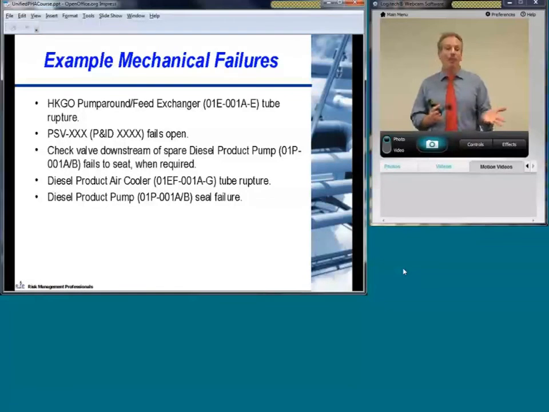Check valves failing to reseat. Most people don't want to even credit check valves during the course of the HAZOP study, but if you are, and it's fair that you do, make sure that you look at them as something that is inherently unreliable in that they do leak.